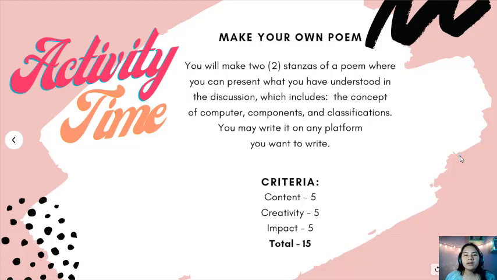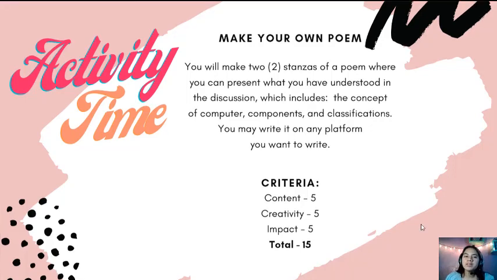This is the instruction. You are going to make two stanzas of a poem where you can present in your own understanding what you have understood in the discussion. That includes what is a computer, it's up to you. It also includes the components like the hardware, the software, and its types. You can also have the classifications of computers and of personal computers. You may write it in any platform you like.